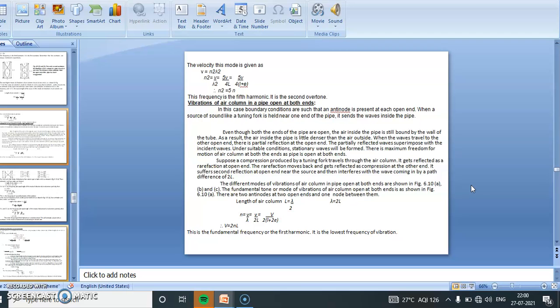The velocity in this mode is given by V is equal to N2 lambda 2. N2 is equal to V upon lambda 2. Put the value of lambda 2 is equal to 4L by 5, so N2 is equal to 5V upon 4L. Put the value of L is equal to l plus e. That is 5V upon 4 times (l plus e). Means N2 is equal to 5N. This frequency is the fifth harmonic. It is the second overtone.